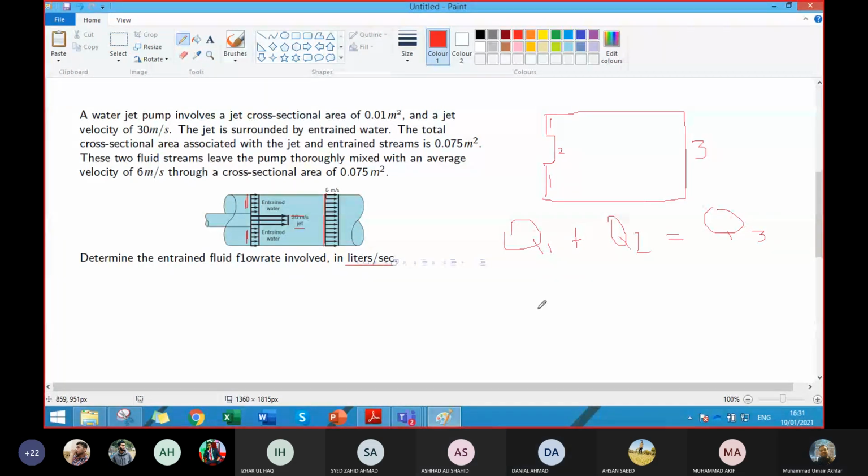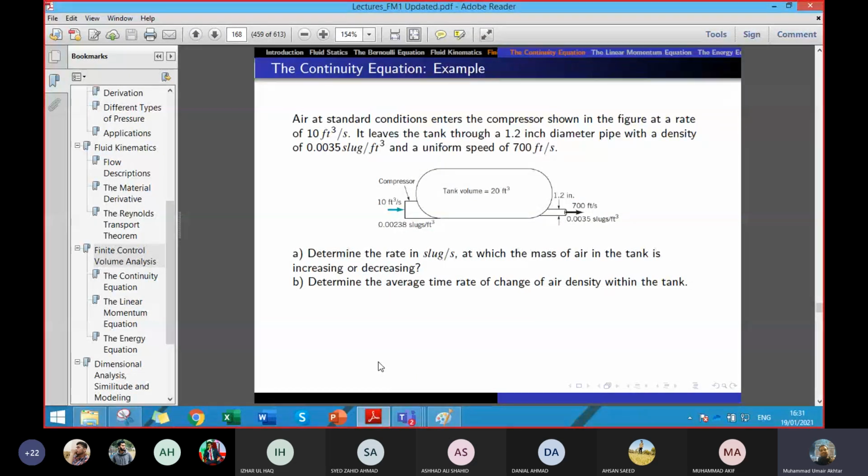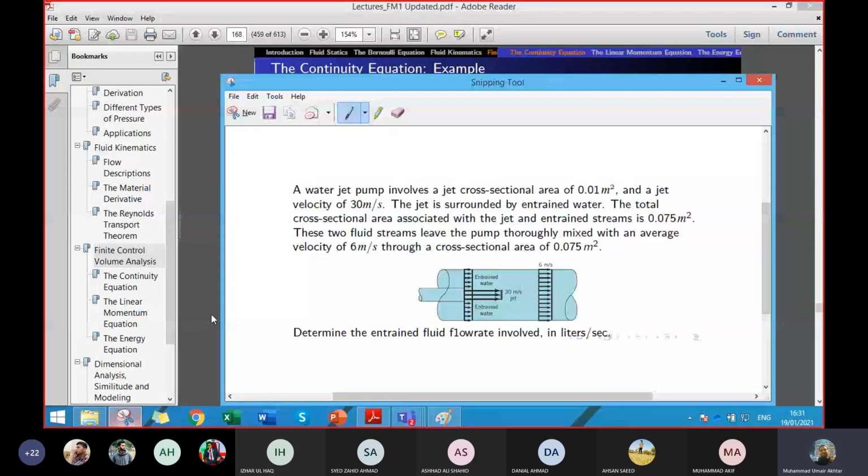Yes. Now the next problem is a very interesting one. It's the last problem we're going to solve today. In the next problem, you have an air compressor. Have you all seen an air compressor? Are you all familiar with air compressors? Yes, sir. When you go to get air filled in a car tire, you see it. In this air compressor, we will discuss this and solve this.